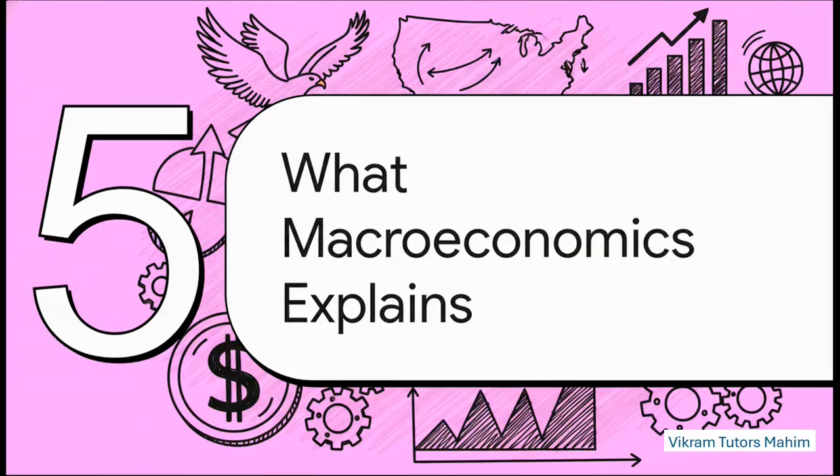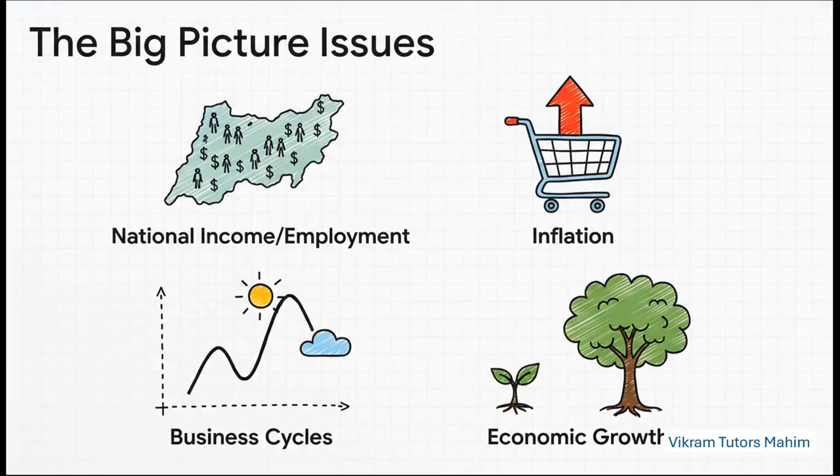So what are these huge nationwide problems that this new bird's eye view was designed to solve? What does macroeconomics actually explain? It focuses on the biggest issues a country can face. All the stuff you hear about on the news every single night. We're talking about a nation's total income and its unemployment rate. It's all about tackling inflation, that feeling that the cost of everything is always going up. It analyzes business cycles, those inevitable ups and downs of booms and recessions. And maybe most importantly, it studies the engine of our long-term prosperity, economic growth.